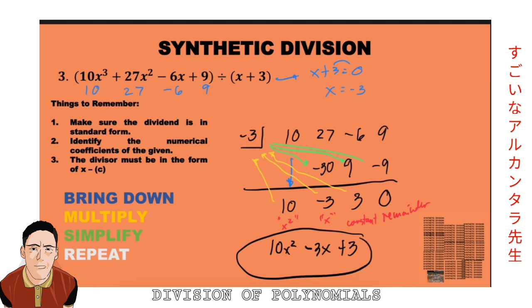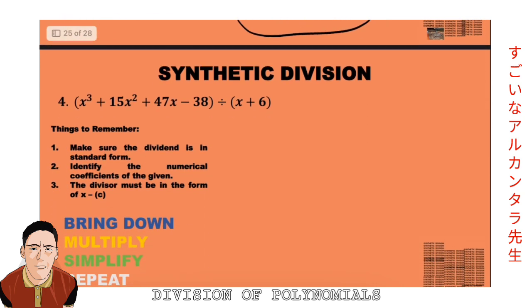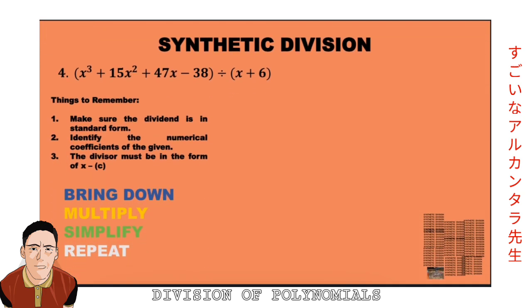Yay! Okay. Let's have some more. Okay, nothing goofy here. Continue lang tayo. x plus 6 equal to 0. Transpose. x is equal to negative 6. Wala na akong boses. 1, 15, 47, negative 38.